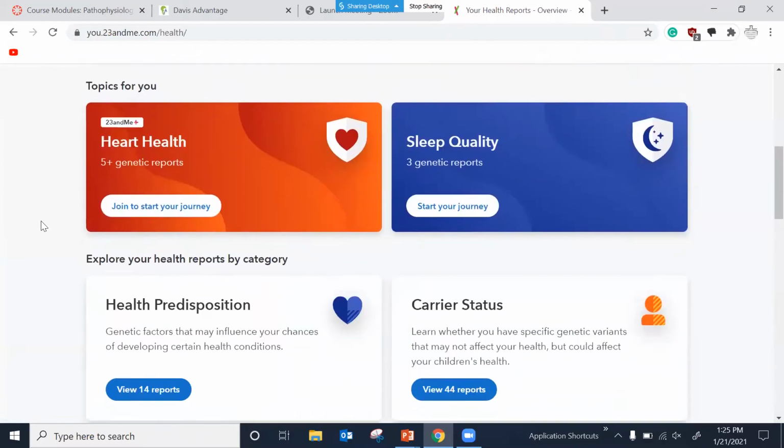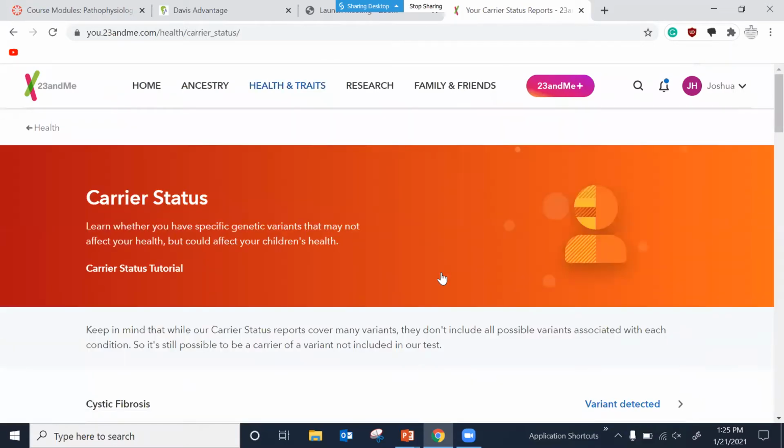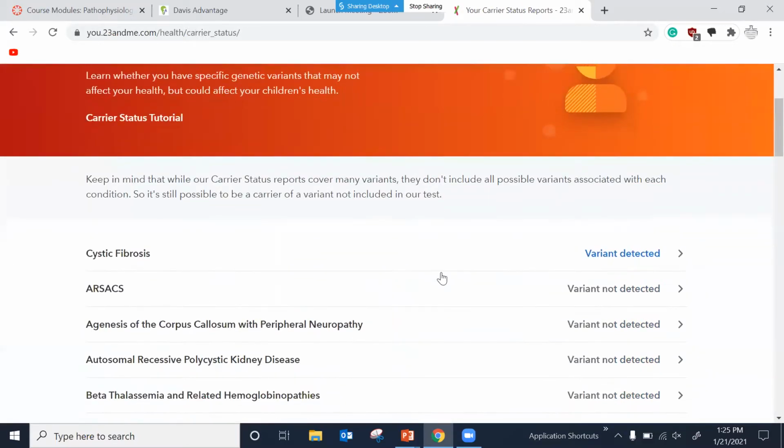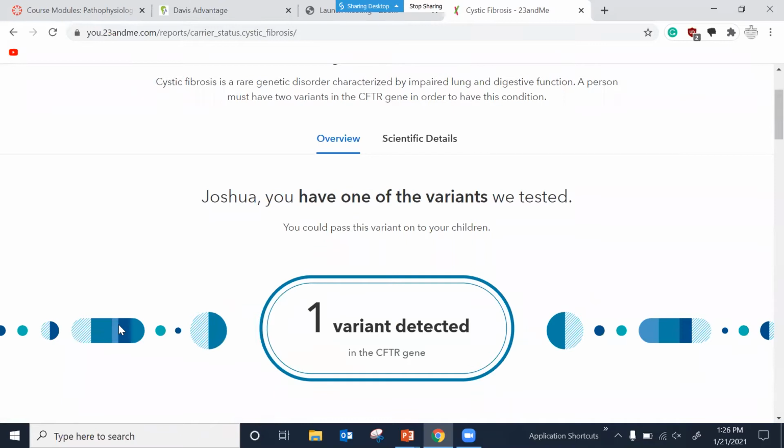My health reports, one thing about me is I'm a carrier for cystic fibrosis. Which I kind of knew because I had some cousins who died from it. But what that means is if my wife is a carrier, we have a 25% chance of having kids with cystic fibrosis. So how much can genetics tell us about our own health, though?